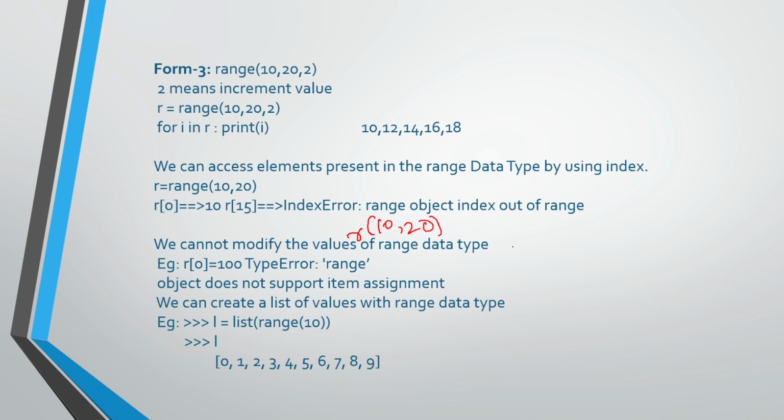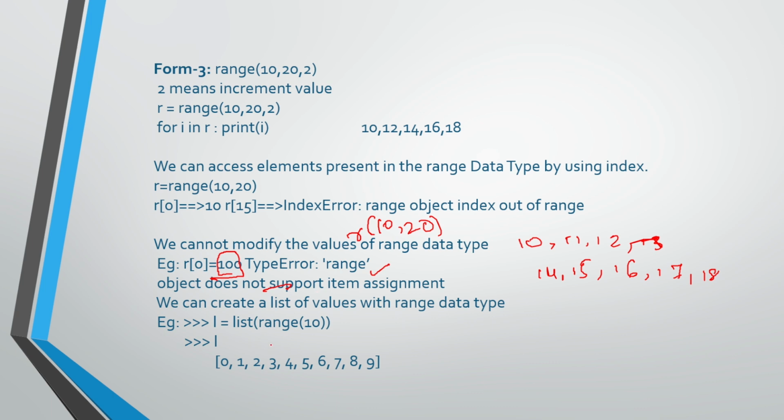In this particular range we have 10, 11, 12, 13, 14, 15, 16, 17, 18 and so on, up to 20. So in this range, can we find the number 100? If we give such nonsense values, then it is going to give us a type error: the range object does not support item assignment.